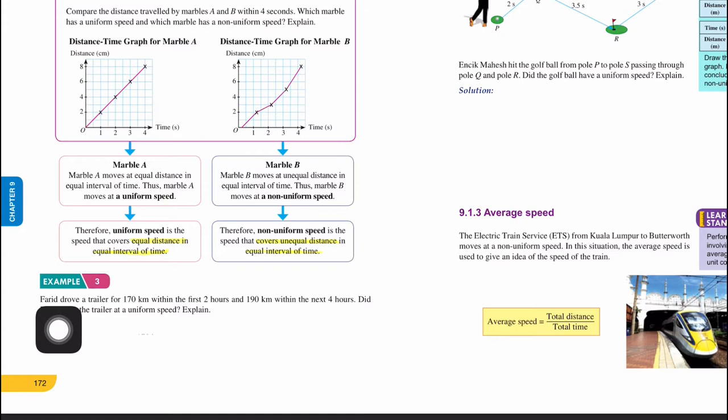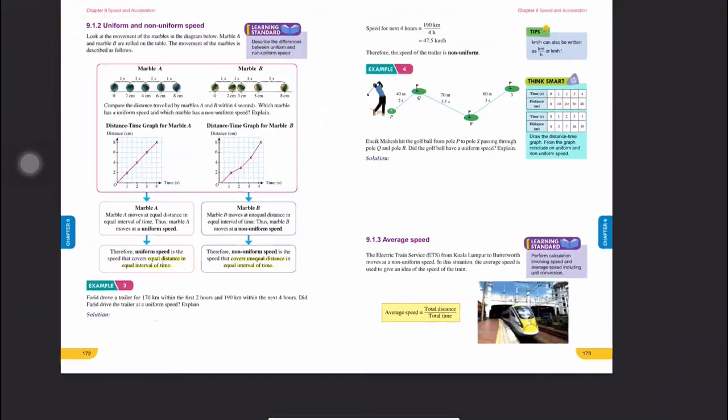Farid drove a trailer for 170 km within the first 2 hours, and 190 km within the next 4 hours. Did Farid drive the trailer at a uniform speed? Explain. So macam mana? Kita cuba kira. Kita cuba kira speed.